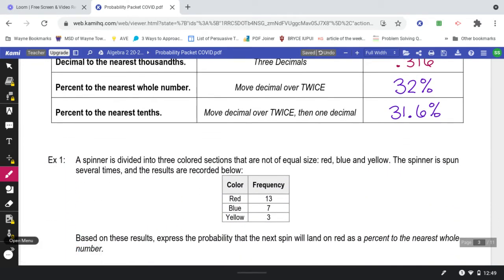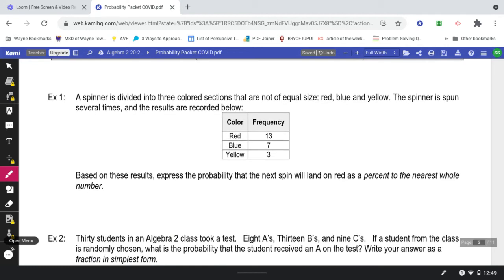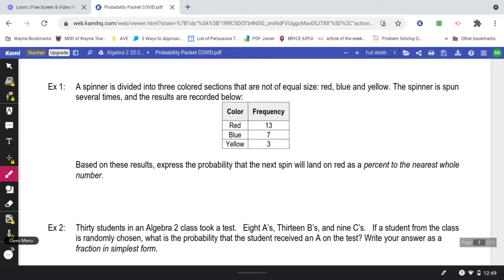Right, example number 1. A spinner is divided into 3 color sections that are not of equal size. You have red, blue, and yellow. The spinner is spun several times, and the results are recorded below. So 13 times the spinner landed on red, 7 times it landed on blue, and 3 times it landed on yellow. If we're talking about probability, we always need a total. So at the beginning of each problem, you're going to want to total those up if that's not given to you. 13 plus 7 plus 3 gives us a total of 23.